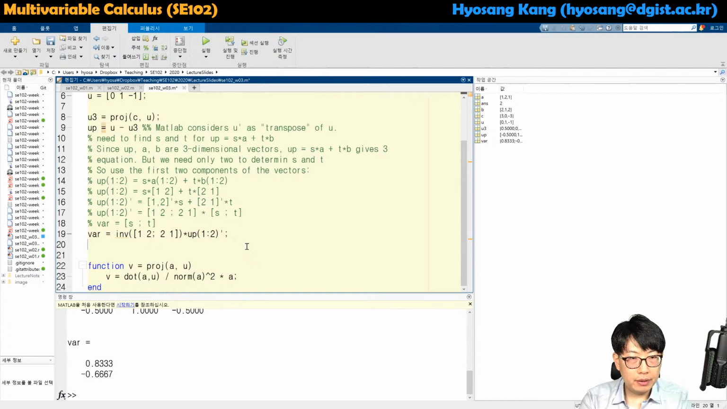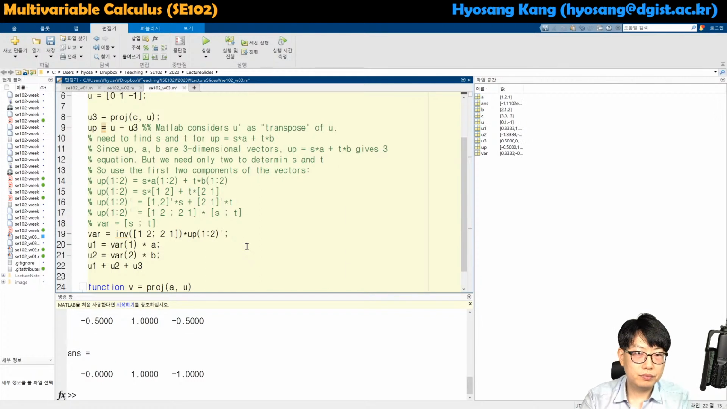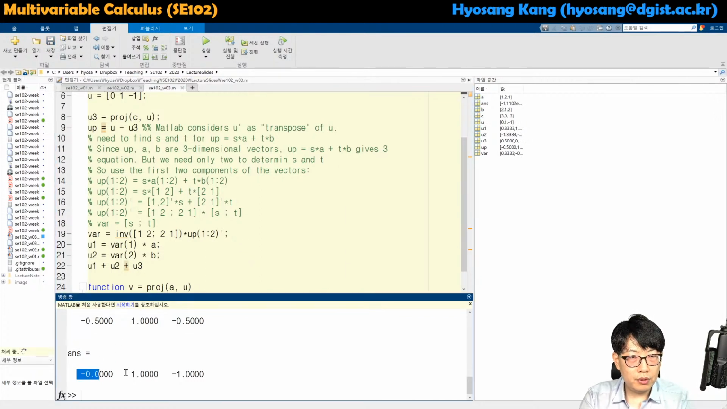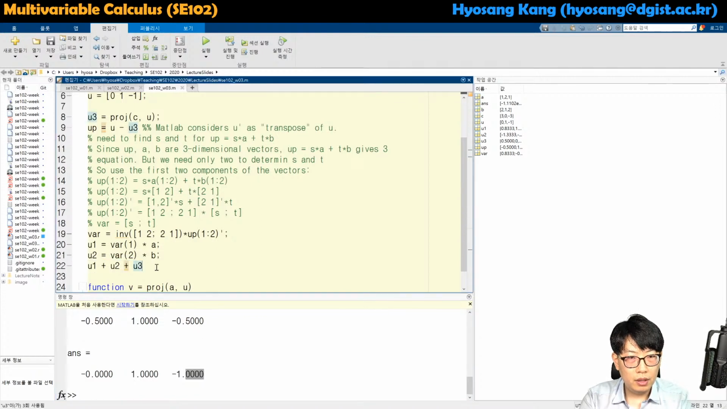So if I take my u1 to be the first variable, which is s times a, and u2 to be the second variable times b, and we already did u3, let's see what u1 plus u2 plus u3 is. Here we have 0, 1, minus 1, which is equal to u. So we successfully decomposed our vector u the desired way.